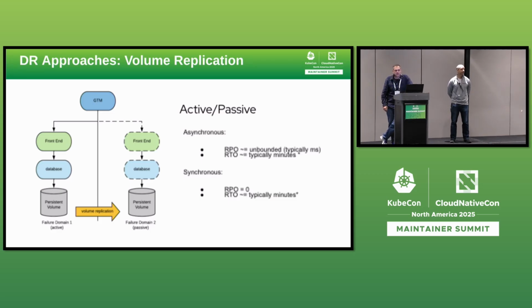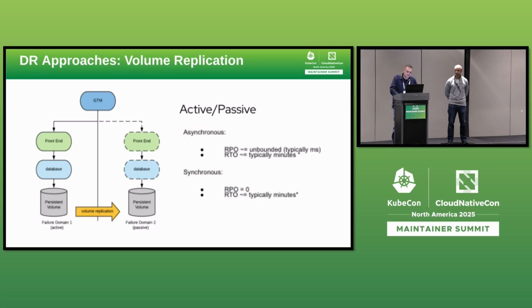The second approach is volume replication. In that case, it's up to the volume subsystem to do the replication of data. It could be asynchronous or synchronous. If you have asynchronous replication, when you write, there's no guarantee for the RPO. The point in time can be milliseconds, could be seconds. Of course, it depends on the technology of the volume. RTO is minutes. For synchronous, the RPO is 0, because when you write, you confirm the write, and then the application moves on.